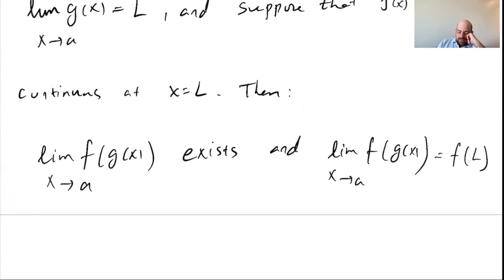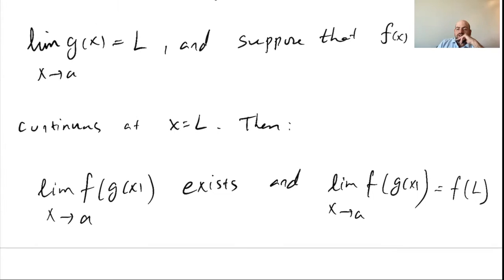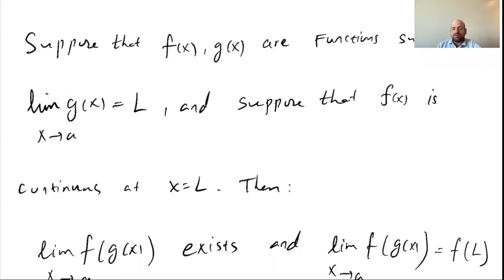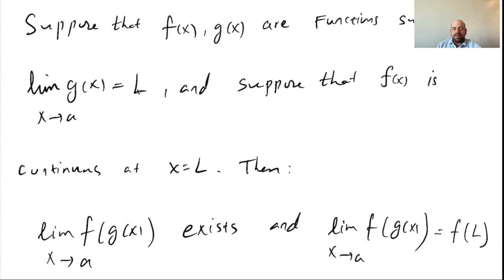So as x gets closer and closer to a, g of x gets very close to L, according to my assumption here. g of x will get very close to L. So f of g of x will get very close to f of L as long as f is continuous at L.